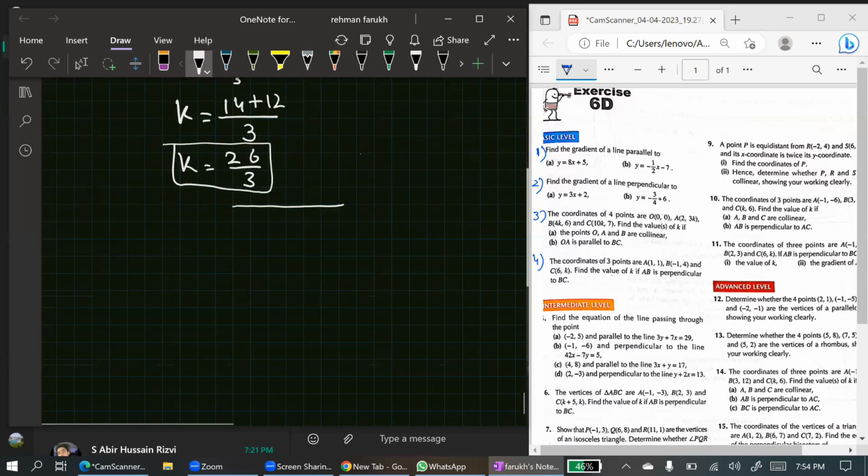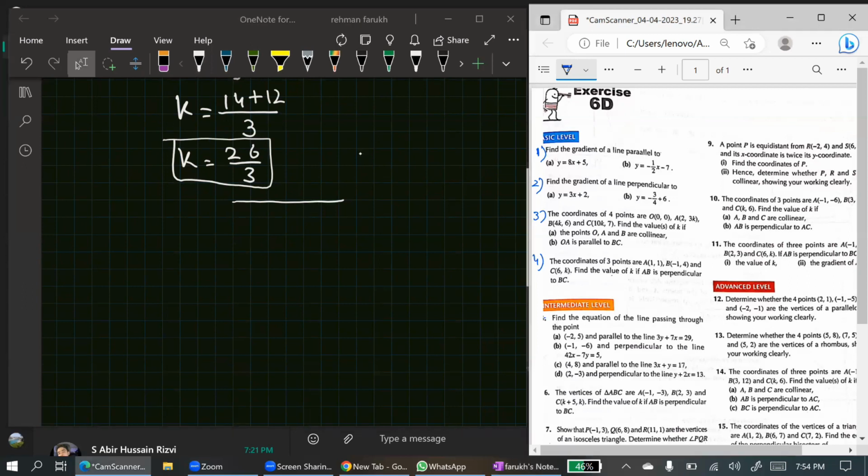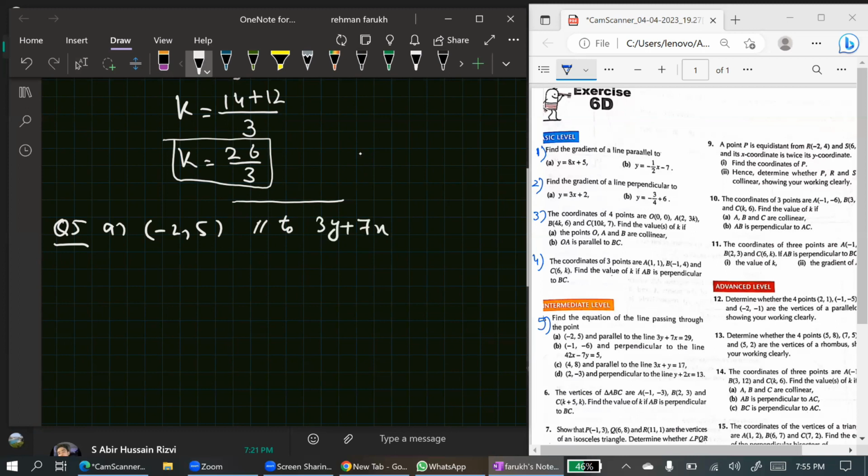Now we will attempt question number 5. Question number 5 is: find the equation of the line passing through the point minus 2 and 5 and parallel to 3y plus 7x is equal to 29.